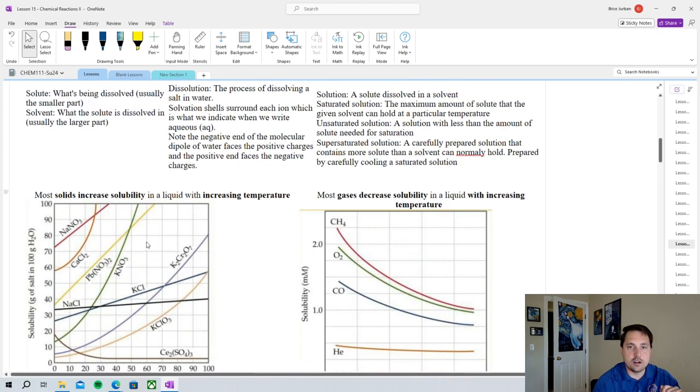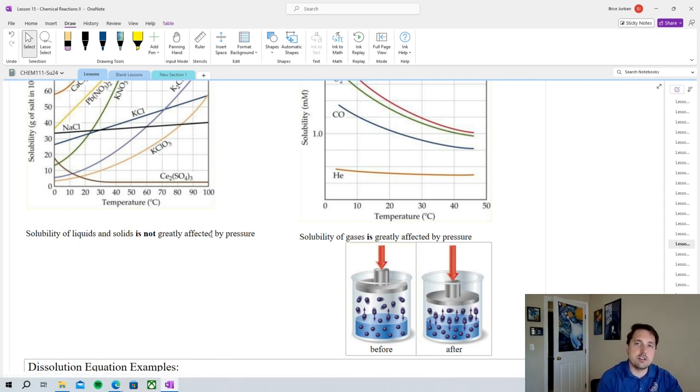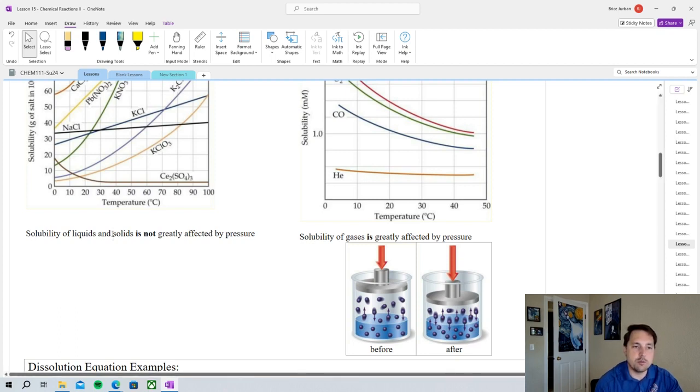Now, opposite of temperature is pressure. So if I were to try to compress a liquid and use that to increase the solubility of a solid, it's actually not going to really change the solubility all that much. There may be a slight change, but for the most part, we're not going to look at that change. However, for gases, you can greatly affect the solubility by increasing the pressure. And this is something we're already familiar with.